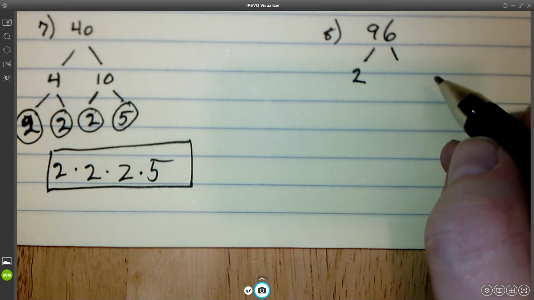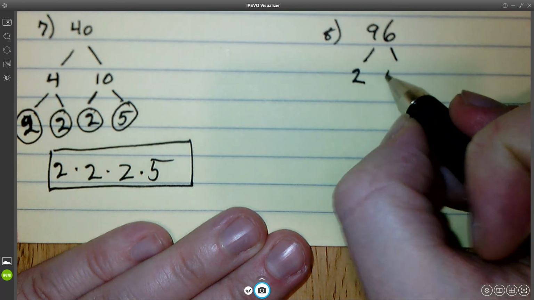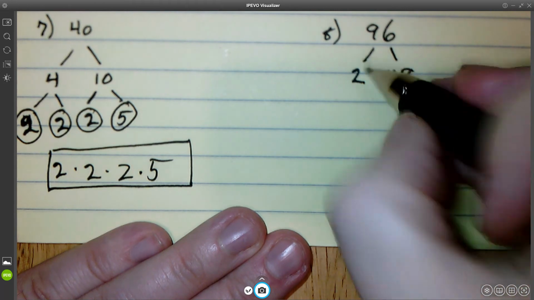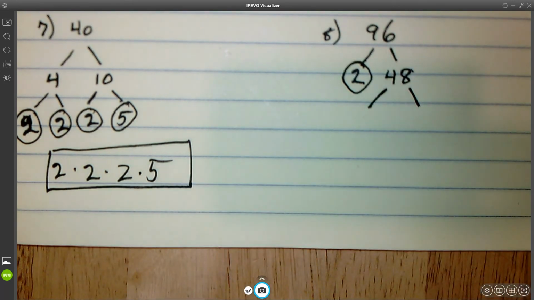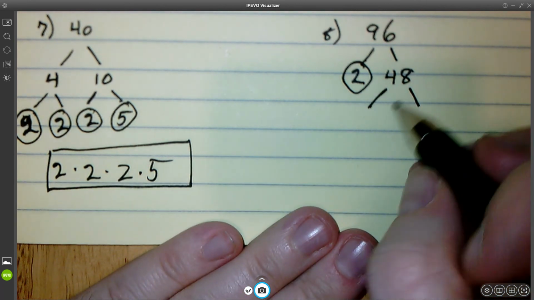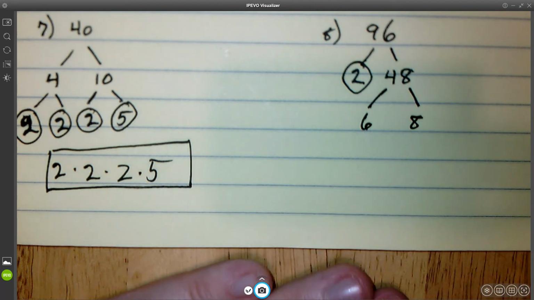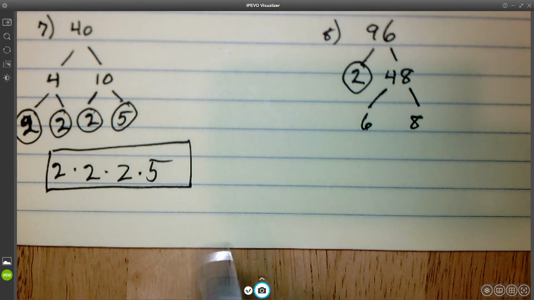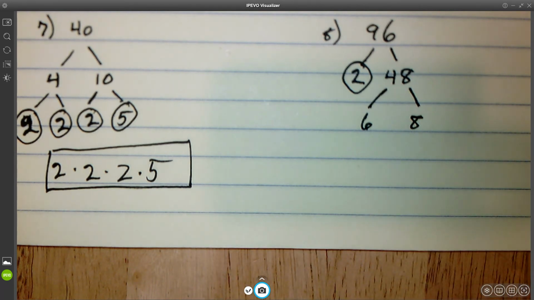So half of 96 is going to be 48. 2 is definitely prime. 48 is definitely not. Now, 48, hopefully you remember that it's 6 times 8. If you don't, again, just divide by 2. If you divide by 2, you'll get 24. And you can keep working your way down, pulling out the 2s, pulling out the 3s, 5s, 7s, 11s, 13s, those prime numbers that we talked about.